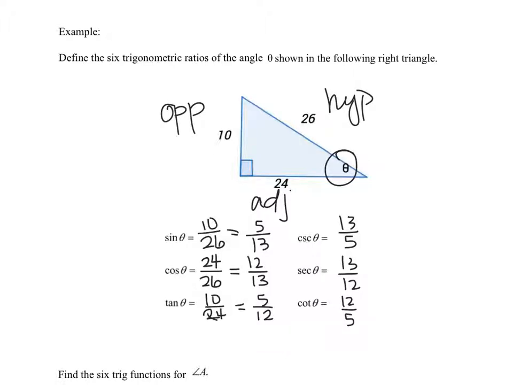You can also find these ratios using the definitions from the previous page. So cosecant is going to be hypotenuse over opposite, which is 26 over 10, which simplifies to 13 over 5. Similarly for secant and cotangent. So if you can't remember which one it's the reciprocal of, you can always use its ratio from our first page to help you with the ratio.